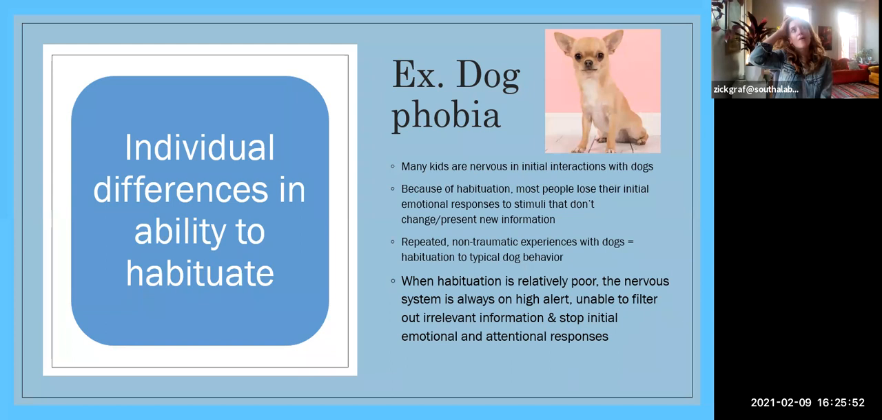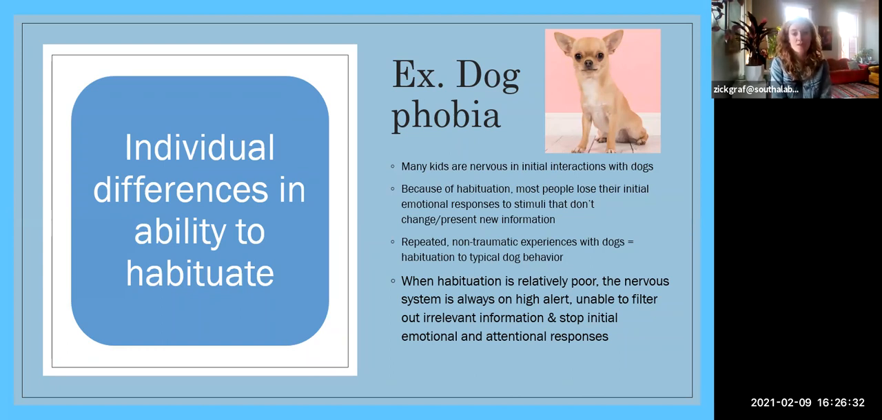So how can individual differences in the nervous system's ability to habituate lead to individual differences in the likelihood of getting a phobia after a negative conditioned association? Here's an example from dog phobia. Again, most phobias develop in childhood, so I'm going to talk about how kids relate to dogs and how kids might develop these phobias. Many kids are nervous the first time they interact with dogs. This could relate to the behavioral inhibition system. We're all a little bit uncertain, nervous, hesitant when we're interacting with a novel stimulus or when we're in a novel situation.